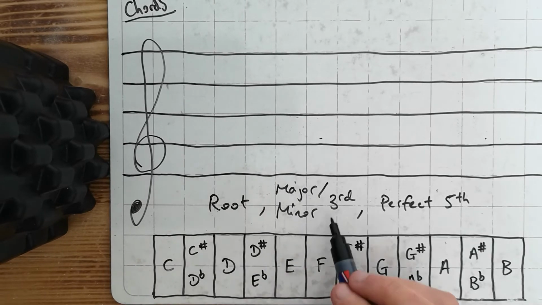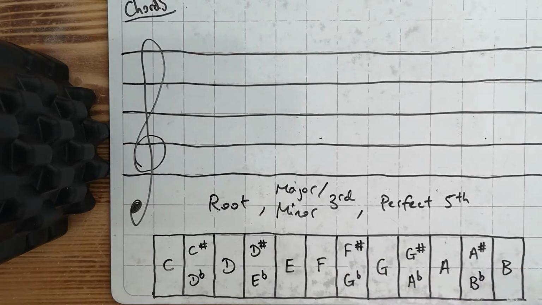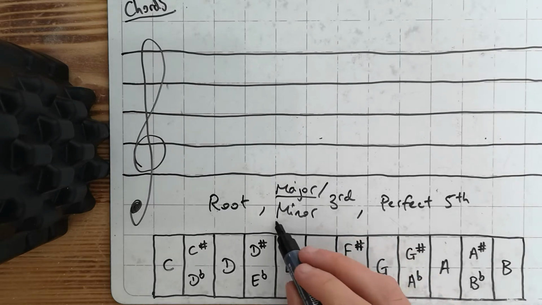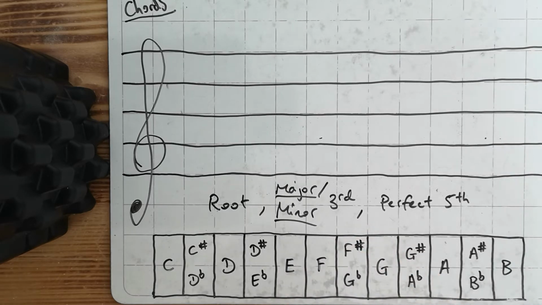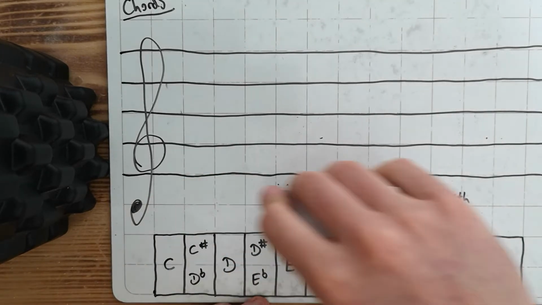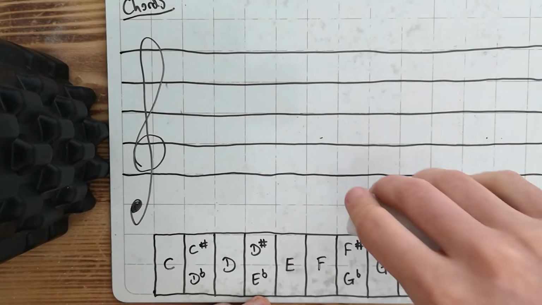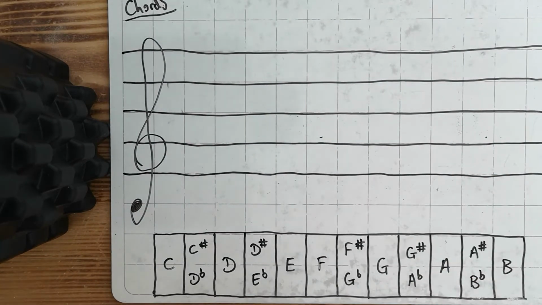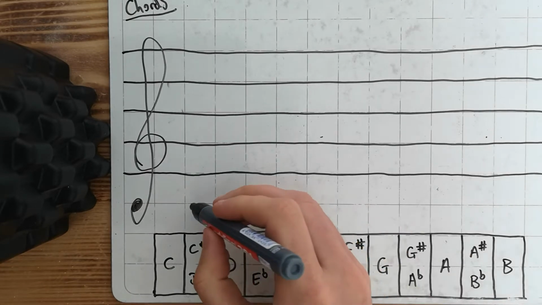So, constructing chords. 3 notes: a root, a third, and a perfect fifth. If I'm constructing a major chord, I need a major third. If I'm constructing a minor chord, I need a minor third. It's that simple. We're going to start off with our root note. Root note is just whatever note starts off the chord. So let's say I wanted to do a C chord, then the note C is going to be the root note. So let's draw that in.